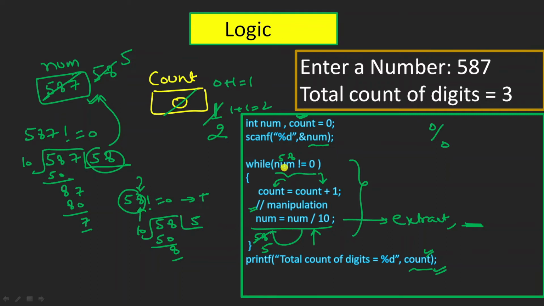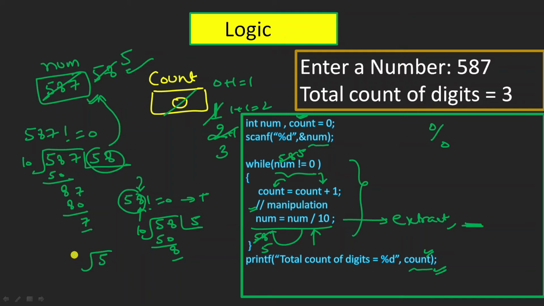Now again, here I will check 5 is not equal to 0. Yes, so count will be incremented, because my number is not 0, that means there will be at least one digit. So count is incremented. Count will become 2 plus 1, 3. And now I will again change this 5.